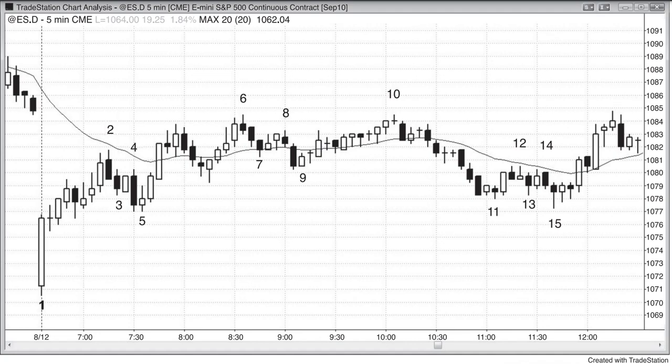Figure P.1. Price Action. Figure P.1 Two-legged pullbacks.